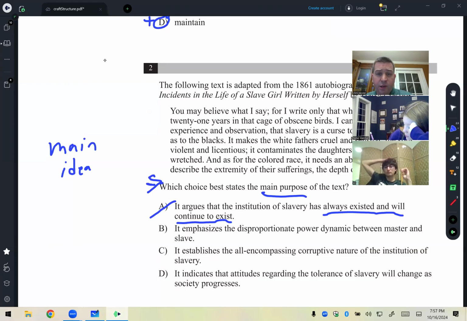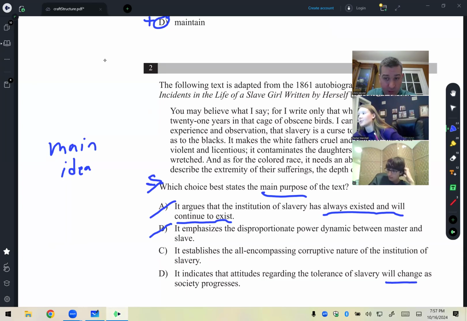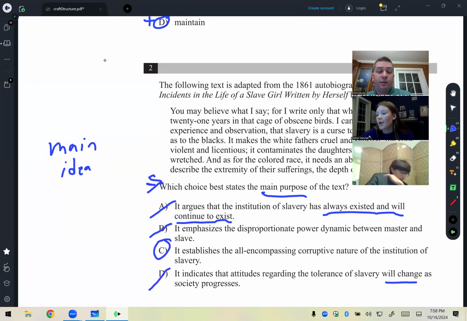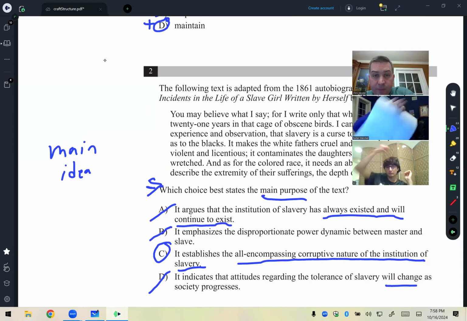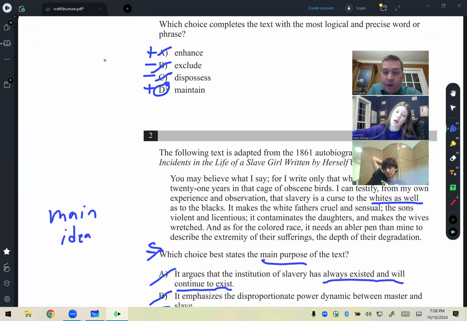Does it emphasize the disproportionate power dynamic between master and slave? Not primarily. I'm going to cross it off. What about D? Does it indicate that attitudes regarding the tolerance of slavery will change as society progresses? I don't think that the passage makes that claim. How about C? Does it establish the all-encompassing corruptive nature of the institution of slavery? Absolutely. It is a curse to the whites as well as to the blacks for all of those reasons.